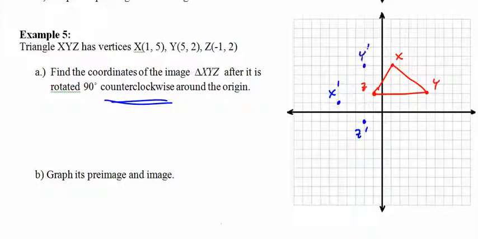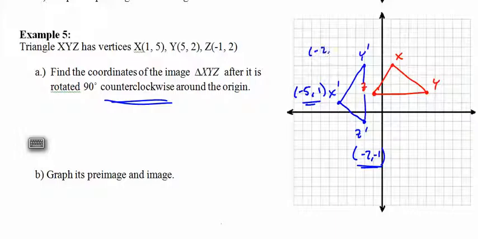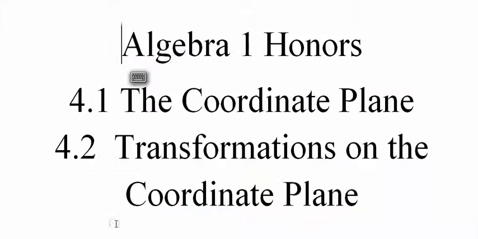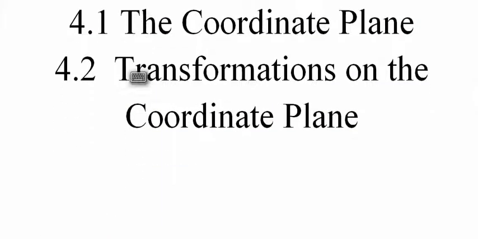That might seem a little bit easy for me to do. Yeah, I've practiced. You will get it too, it's not that hard. Z prime, like I just said, negative 2, negative 1. X prime, negative 5, positive 1. And Y prime, negative 2, positive 5. That's it. Good luck, and as always, happy mathing.